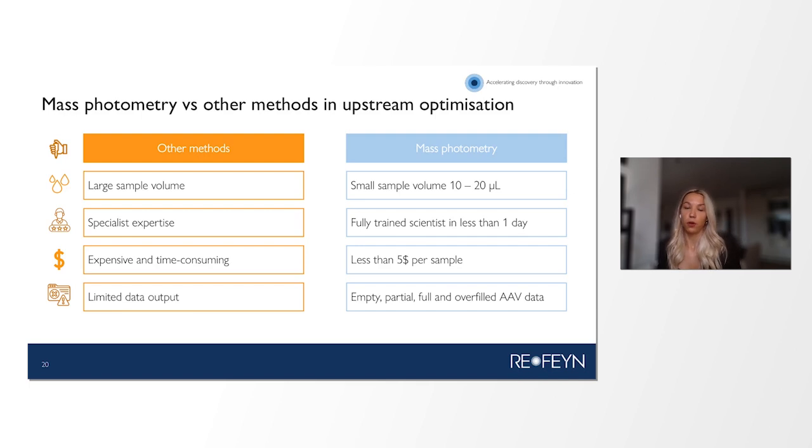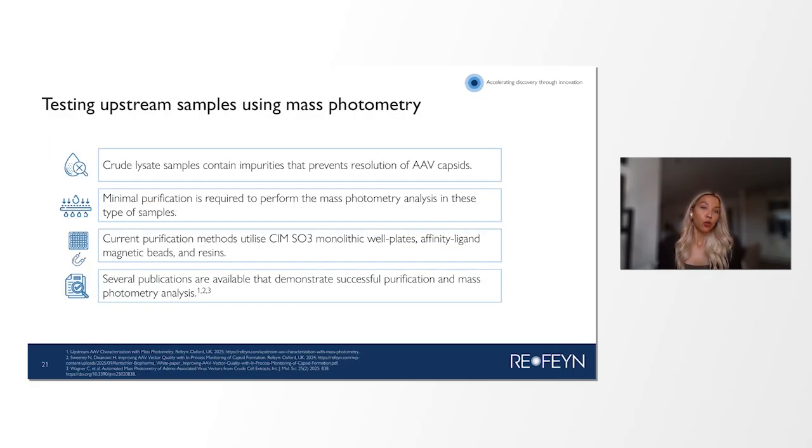Other methods are often focused on one output, and mass photometry provides a comprehensive data set, and all AAV populations are available as an output, including empty, partial, full, and overfull AAV data. The crude lysate contains a lot of impurities, which usually prevents the resolution of AAV capsids. That's why minimal purification is required to be performed for mass photometry analysis of these samples.